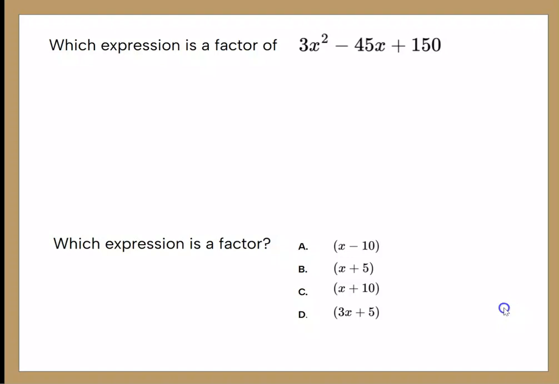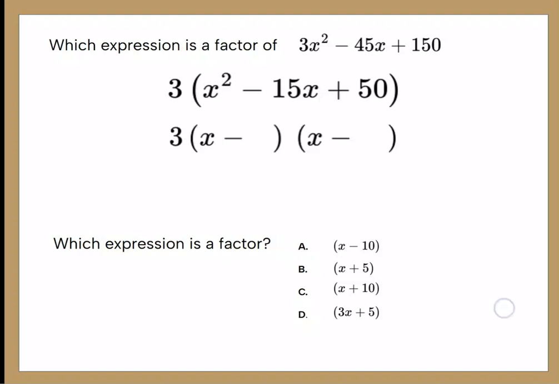So back to our original problem, we have 3 as a greatest common factor. Then we have our x minus and our x minus because I know these two numbers have to multiply to give me 50 and add to give me a negative 15. We found out that the numbers were negative 5 and negative 10. So here is the answer to the fully factored problem, but now I have to answer which expression is a factor. As you can see, x minus 5 and x minus 10 are the only two that match up.